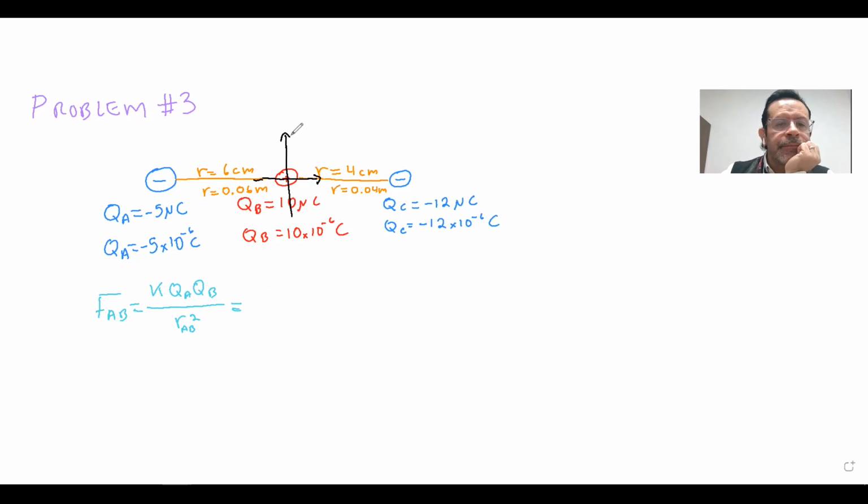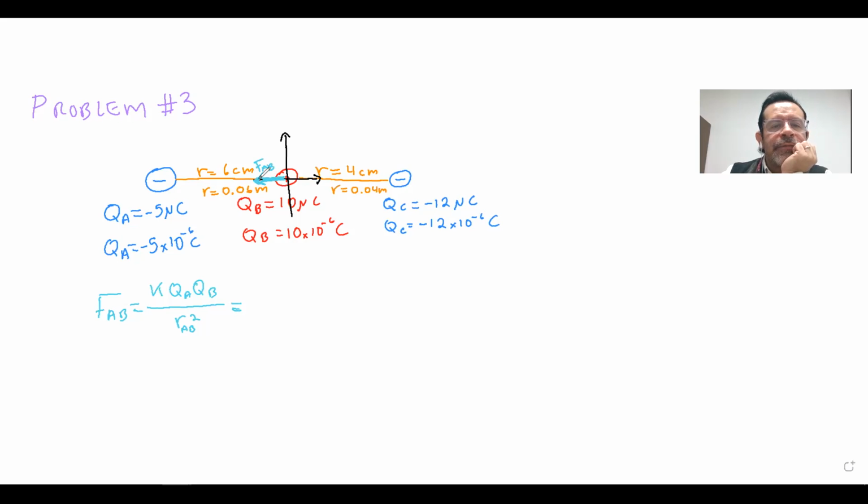So Angels, that force AB, in what direction would that force be if I'm located here in the positive charge? To the left. Good and correct. The force AB would be going to the left.